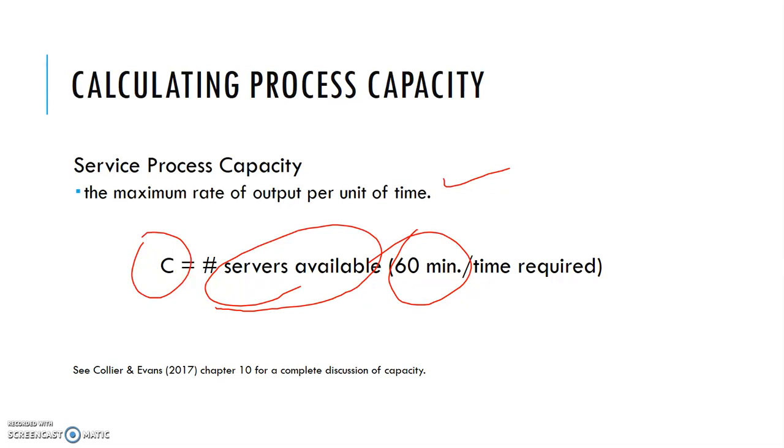So we're going to standardize the time required in minutes to an hour. And so our full formula then looks like this. Capacity equals the number of servers available times 60 minutes divided by the time required, the minutes required for each step.